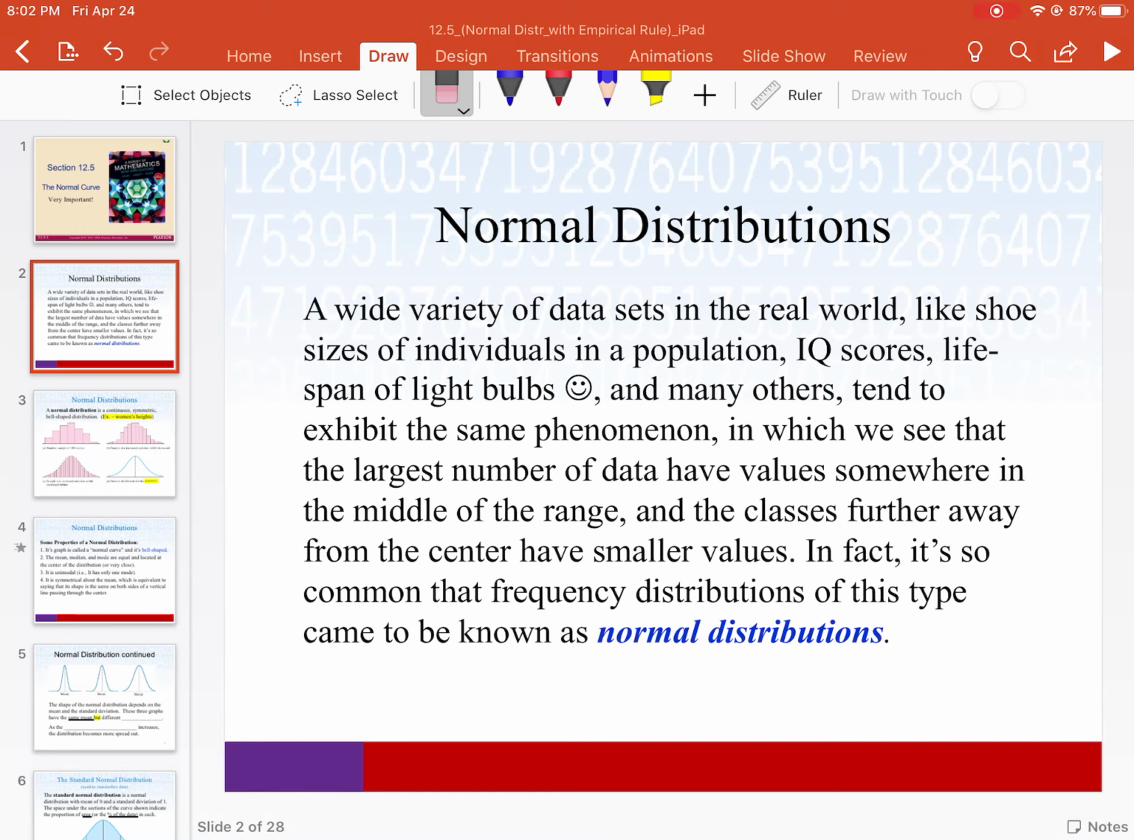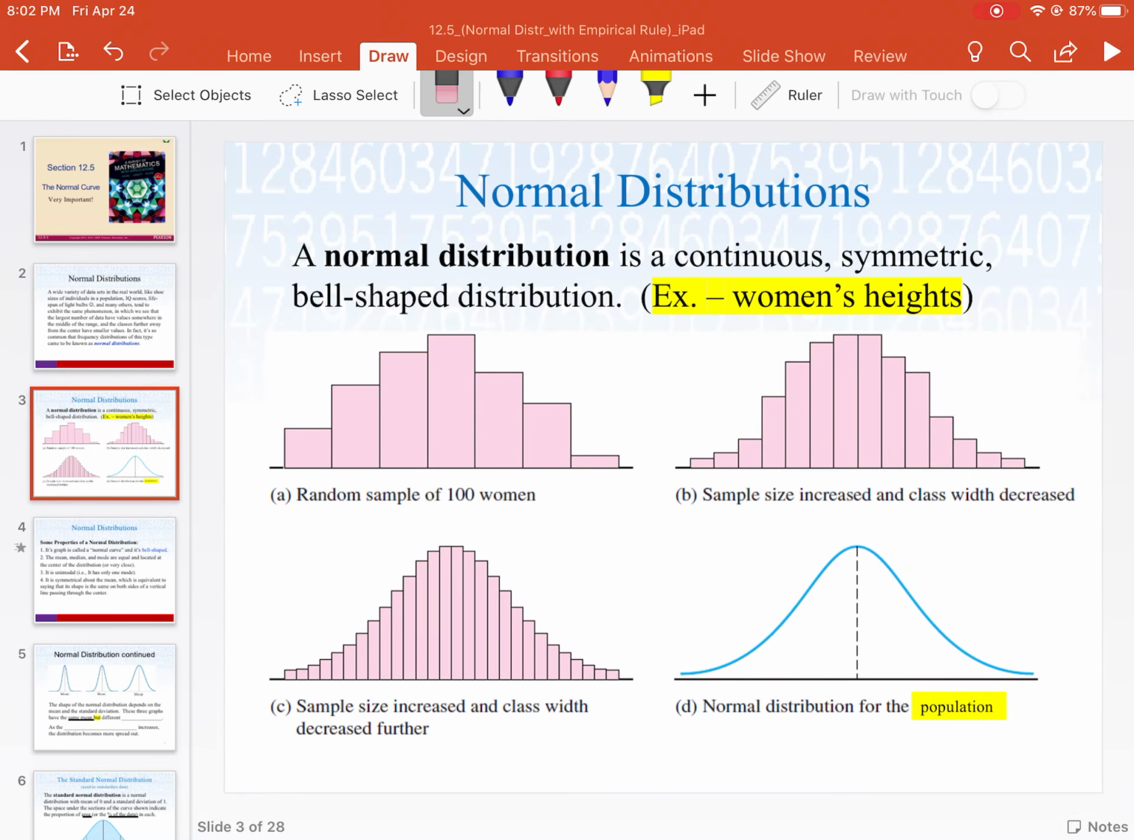So studies that take a look at those types of data will tend to be what we say normally distributed. And if you graphed them, and we've looked at some of these graphs, they would tend to look like this. This is an example of women's heights. Now this would definitely be normally distributed, meaning can't bias it, can't influence it. It is what it is.